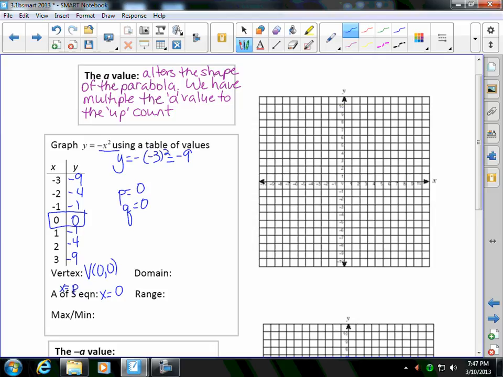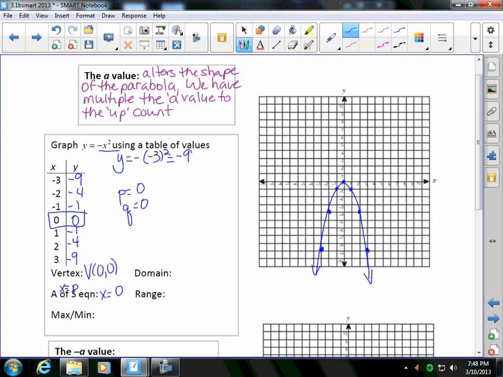So we'll draw the graph and see what the maximum, minimum, domain, range are. So starting at negative 3, we go down to negative 9. Negative 2 put us at negative 4. Negative 1 put us at negative 1 and 0, 0. Then on the positives, we have 1 and negative 1, 2 and negative 4, and then 3 and negative 9. So our graph takes on a look like this.